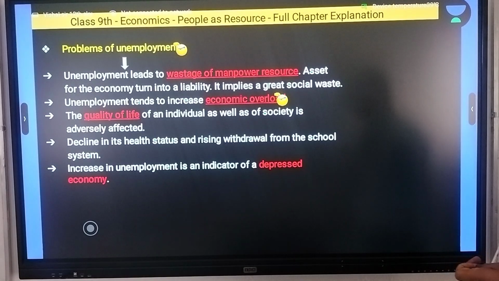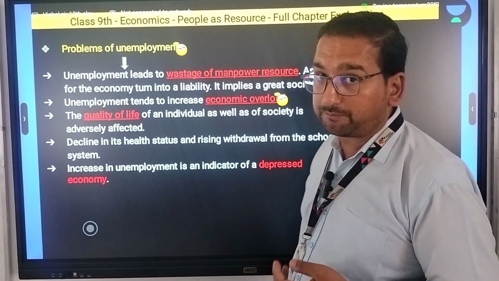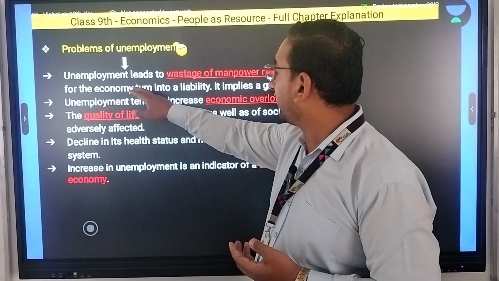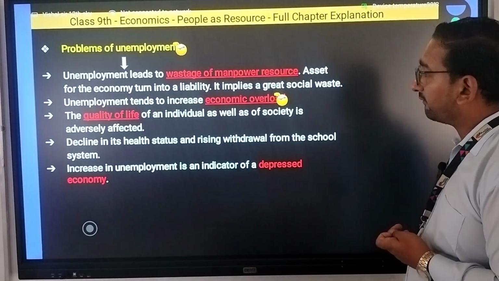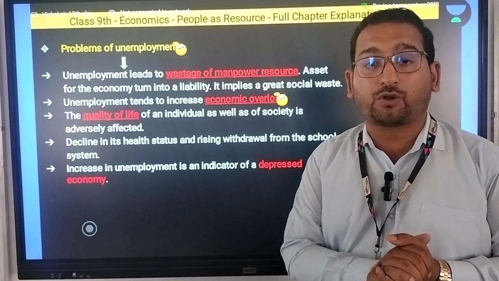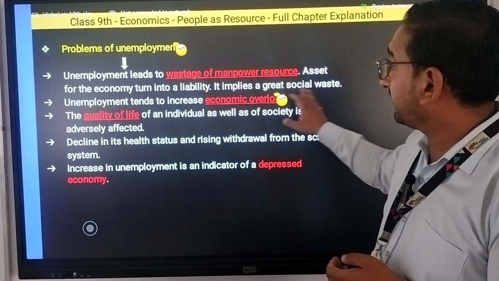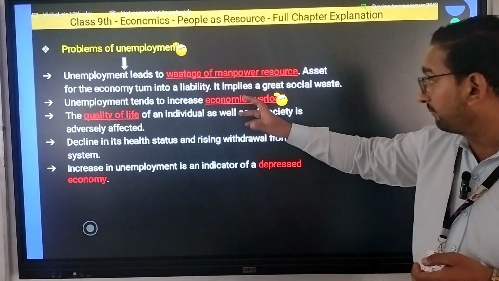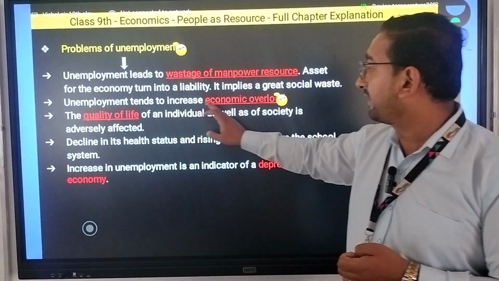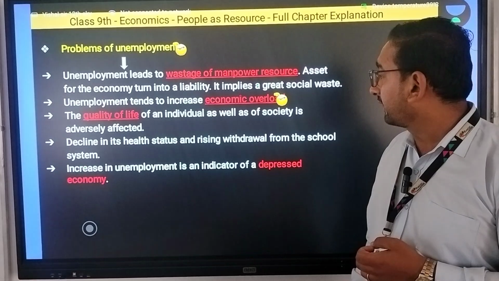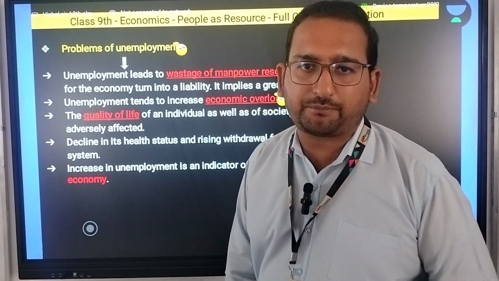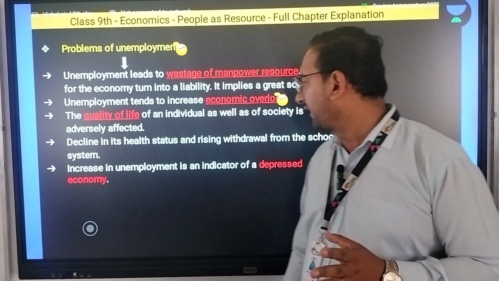Next is about the problems of unemployment. Unemployment leads to many problems. It leads to wastage of manpower resources. Unemployment is a case of loss of manpower. Assets for the economy turn into a liability, as you know very well. It implies a great social waste. Unemployment tends to increase the economic overload, and obviously unemployment becomes an overload on our economy.